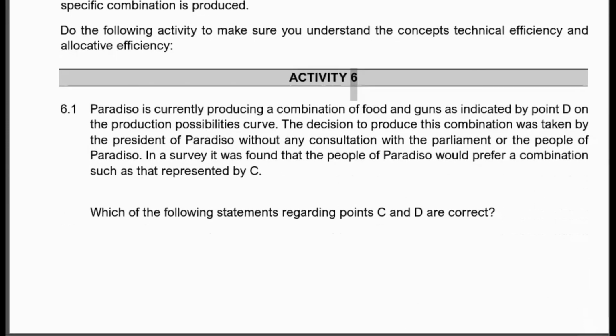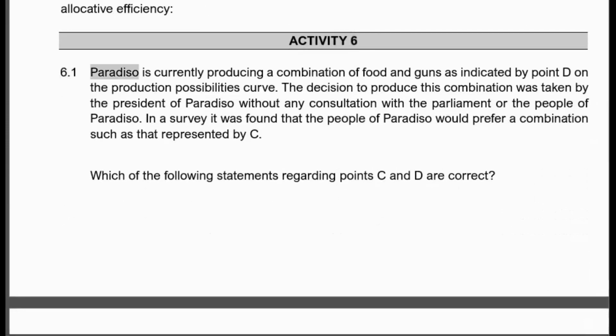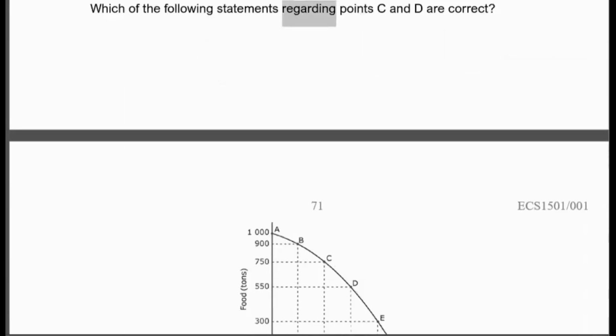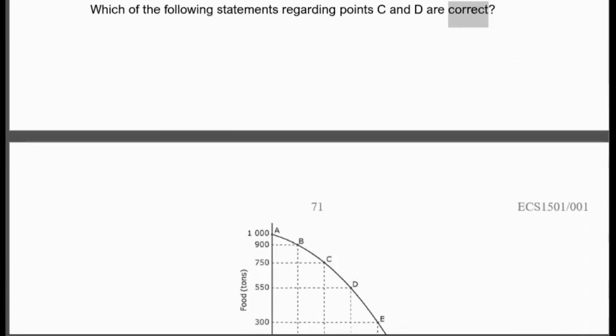Activity 6. 6.1 Paradiso is currently producing a combination of food and guns as indicated by point D on the production possibilities curve. The decision to produce this combination was taken by the president of Paradiso without any consultation with the parliament or the people of Paradiso. In a survey, it was found that the people of Paradiso would prefer a combination such as that represented by C. Which of the following statements regarding points C and D are correct?